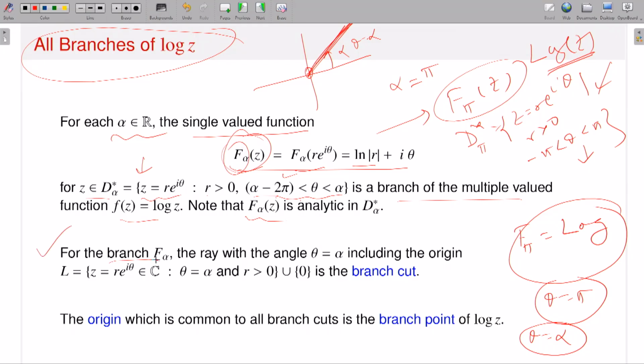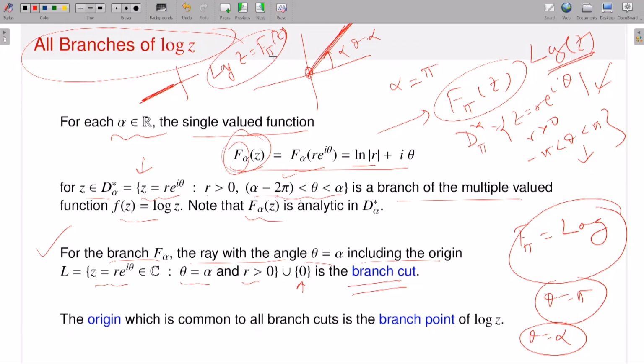For each branch capital F alpha, the ray with angle theta is equal to alpha including the origin, that means z is equal to r e to the i theta, theta is equal to alpha, r is positive including the origin, this is a branch cut. For example, if I take theta is equal to pi, theta is equal to pi means what? This is the negative real axis. It is a branch for capital log z, the same as capital F pi of z.